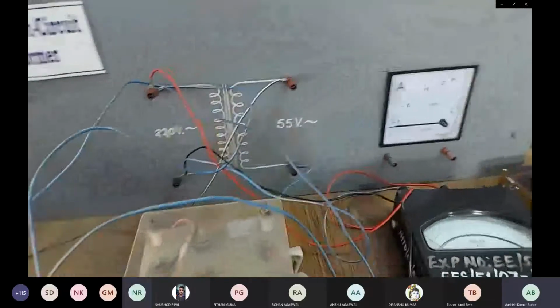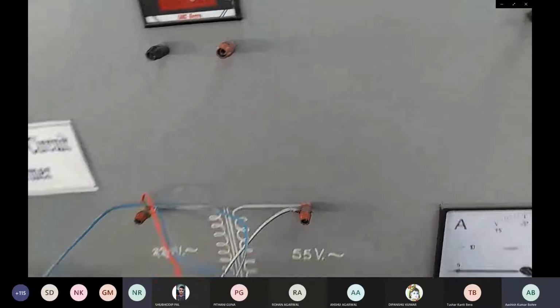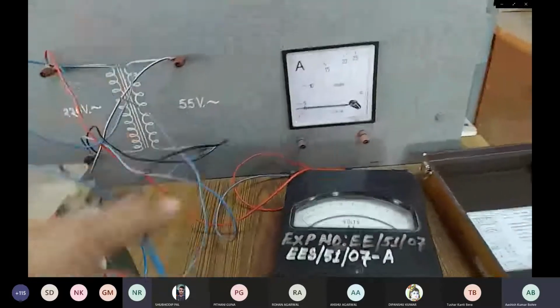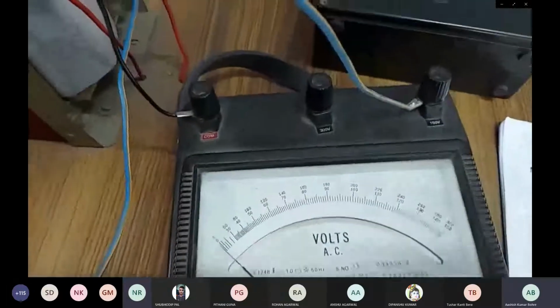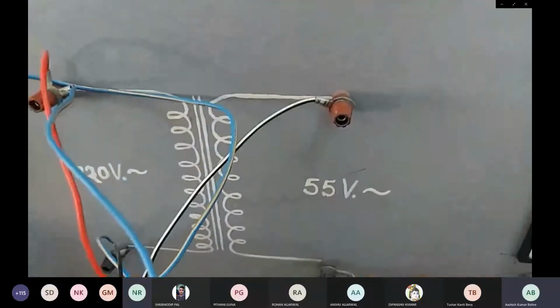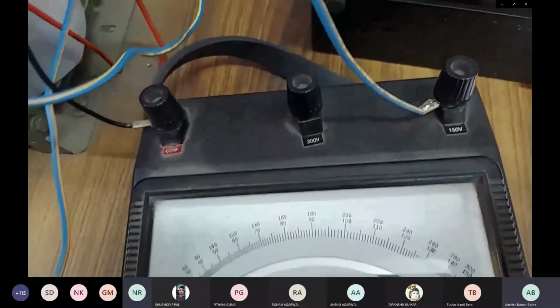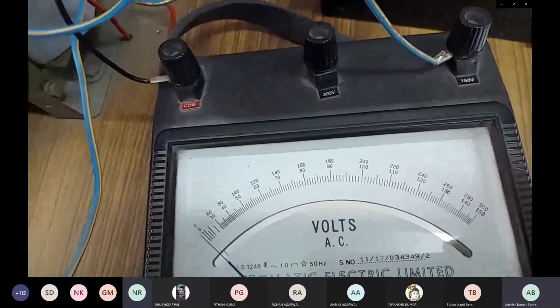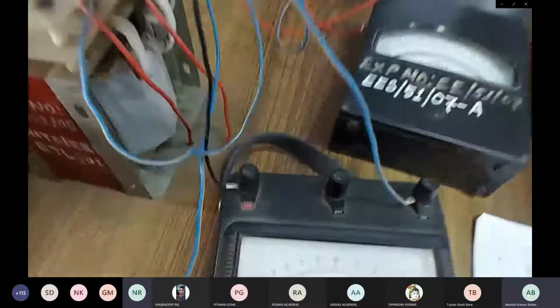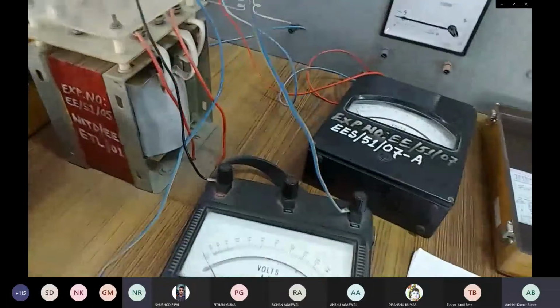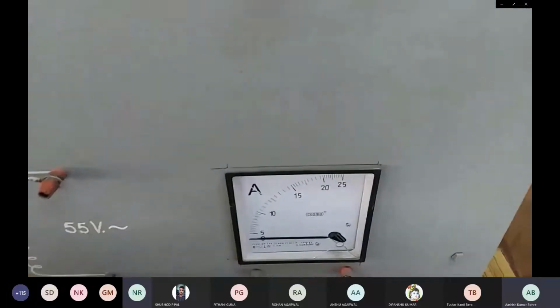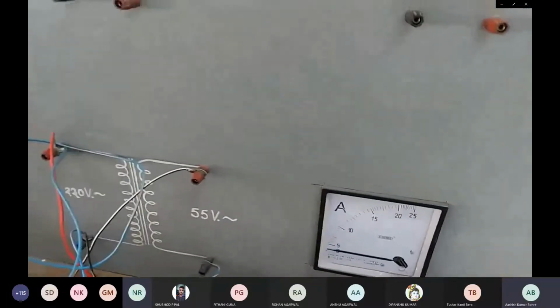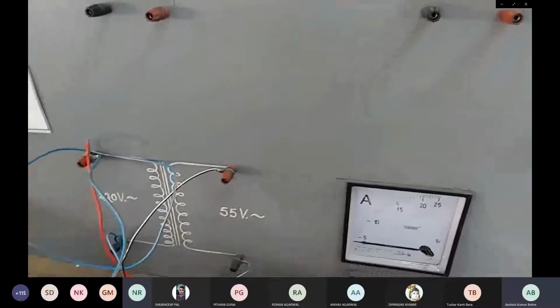One more connection to measure the voltage across the primary side. So we have to connect one voltmeter. The voltmeter range will be, because we are measuring the primary side 55 volt, not 155, since it is not available. So the minimum range available is 150. In 150 we will connect. You see these 2 terminals. We have connected this one to the 55 volt side.